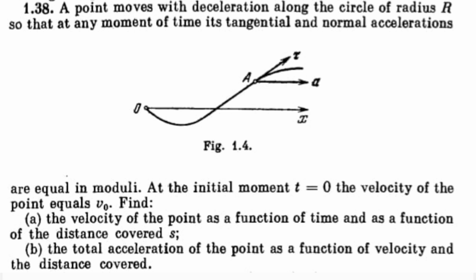So we are dealing with the third problem in this series, and the third problem in this series is problem number 1.38. The problem is stating a point moves with deceleration along a circle of radius r so that at any moment of time its tangential and normal accelerations are equal in modulus. At the initial moment t equals 0, the velocity of the point equals v naught.